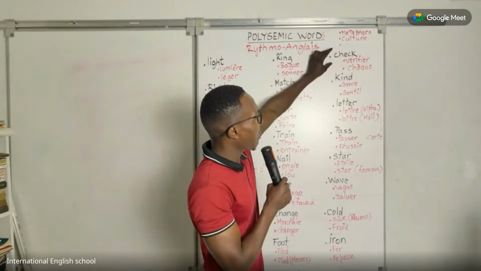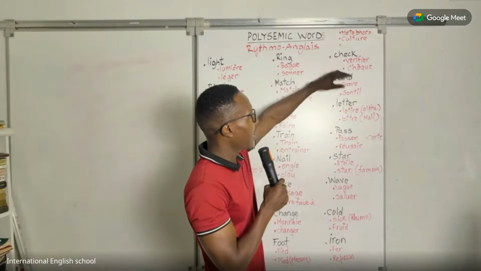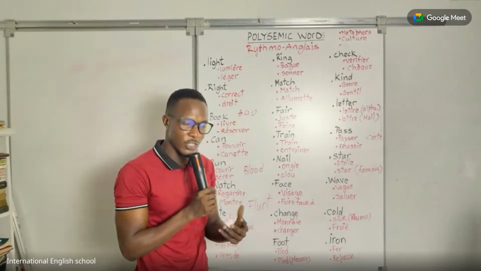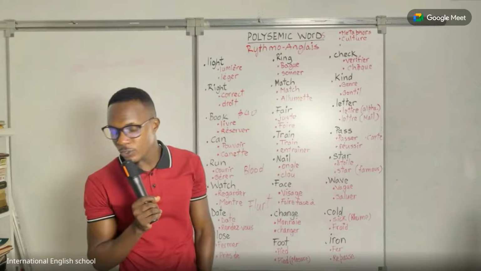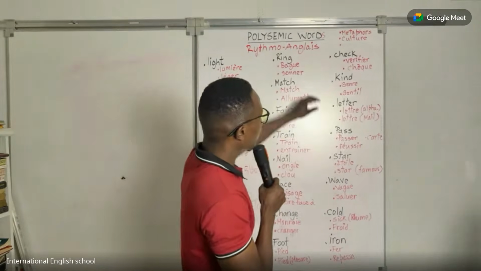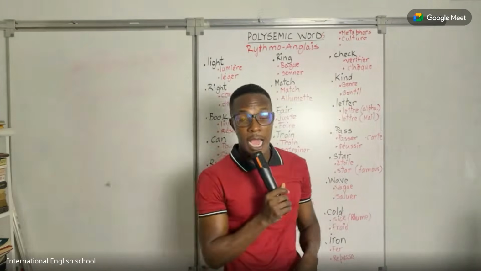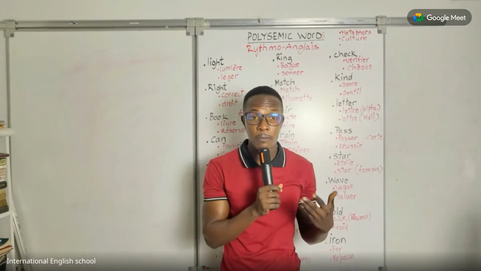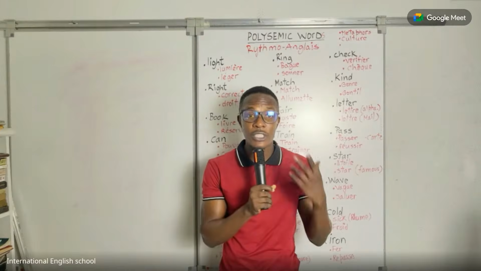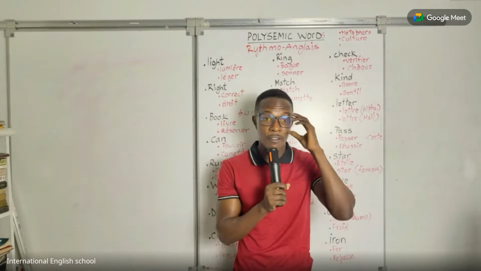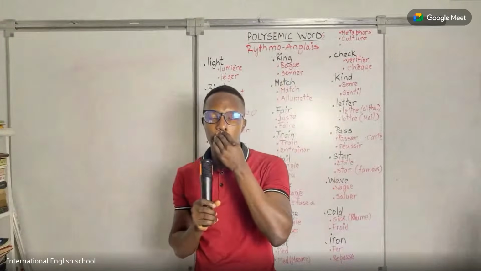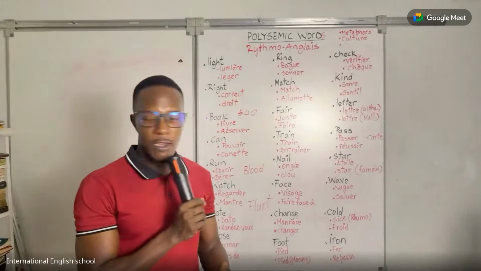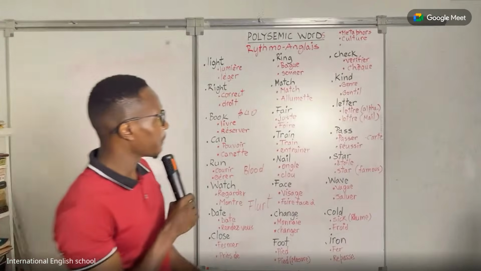Okay, check. We have check, verify, and we have check. Actually, check, like you cash the money, you get a check, and you're going to cash the money on your check. Check, verify. I'm going to check on the food in the kitchen. Je vais vérifier la nourriture dans la cuisine. Check on veut dire vérifier. Okay? Check on the food.